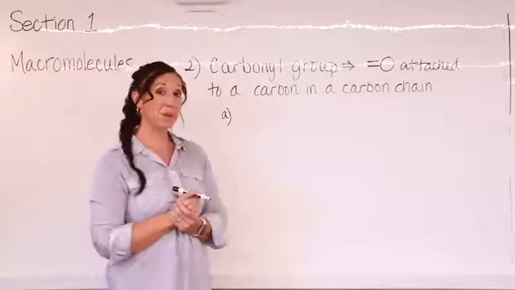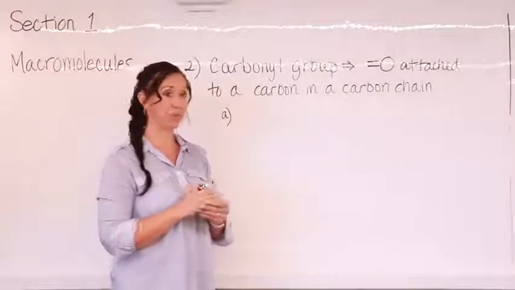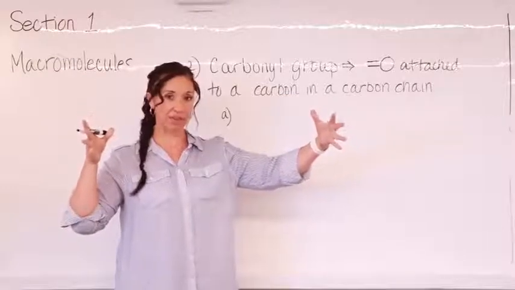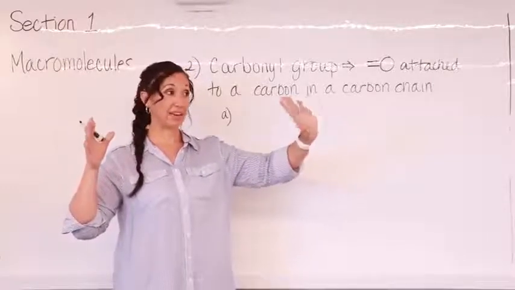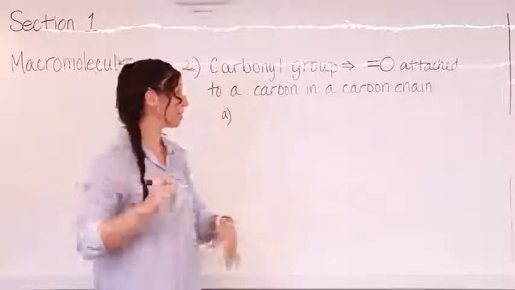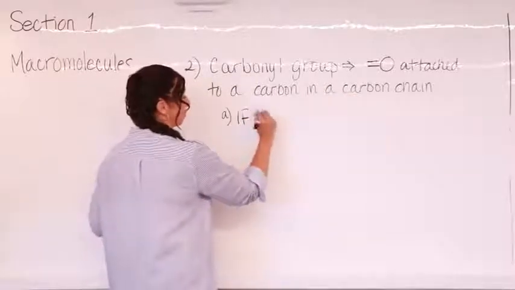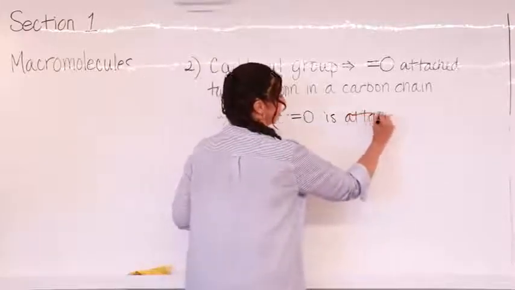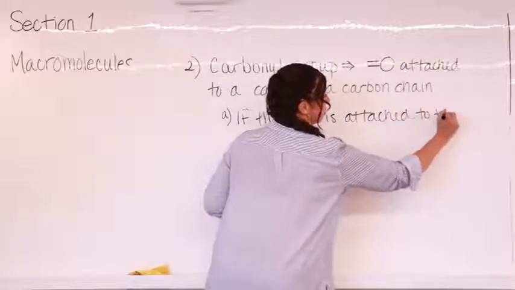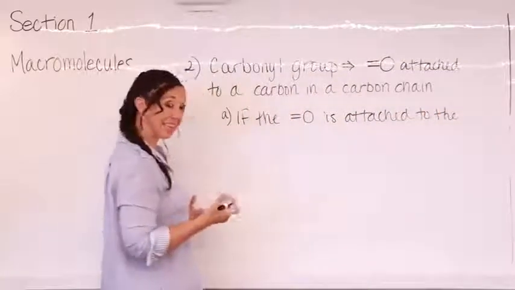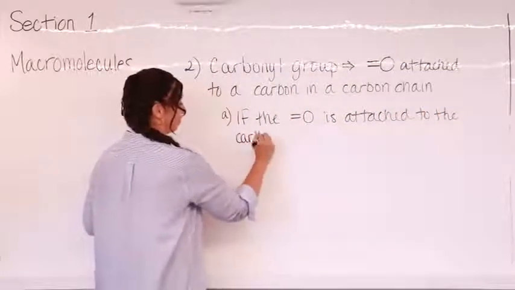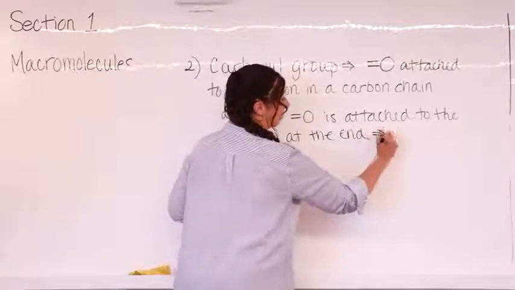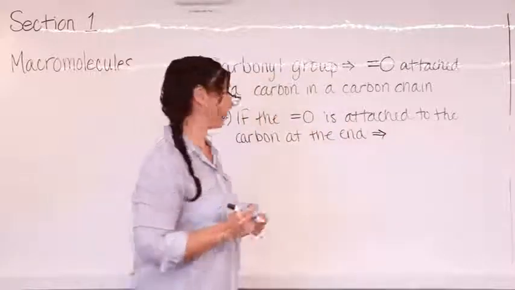All right. So if the double bond oxygen is attached to the very first or the very last, one of the end carbons in a chain, that is called an aldehyde. So we're going to talk about that. If the double bond O is attached to the carbon at the end of the chain, that is called an aldehyde.